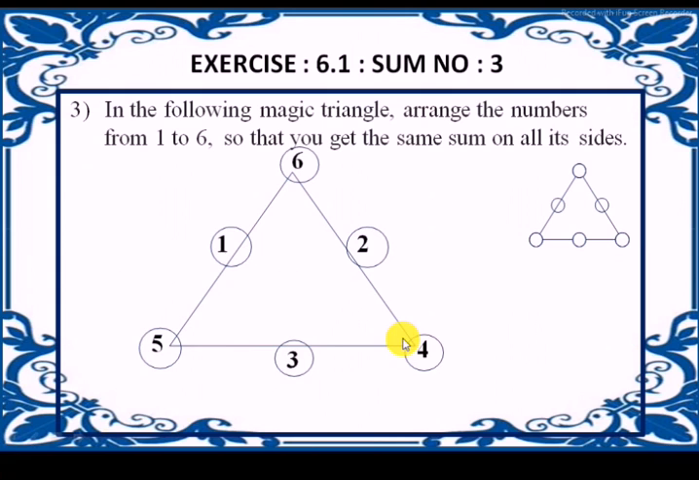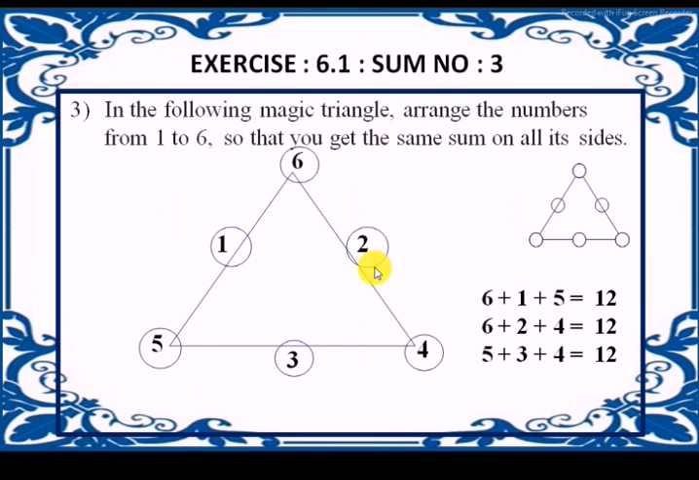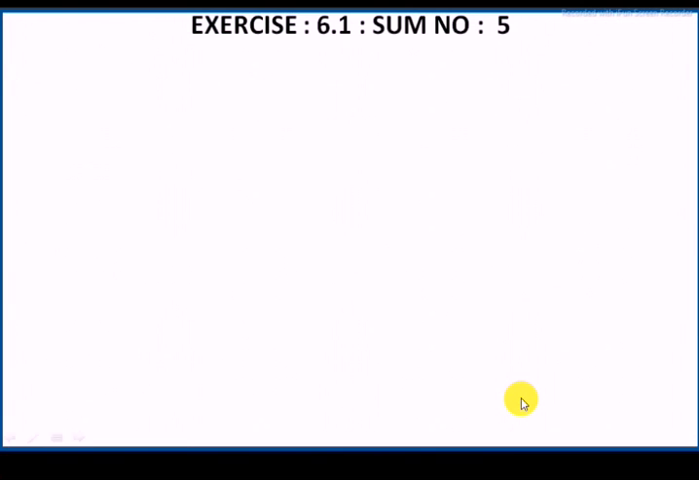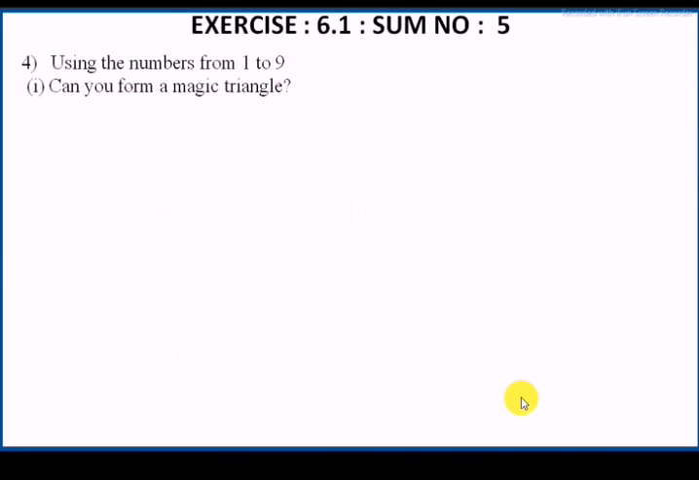So we got the magic triangle, and when we add the sides, we are supposed to get the same answer. So 6 plus 1 plus 5 is 12. Then you have 6 plus 2 plus 4 is also 12, and 5 plus 3 plus 4 is also 12. So here we got the answer for the triangle. So next, sum number 5. Using the numbers from 1 to 9, can you form a magic triangle?